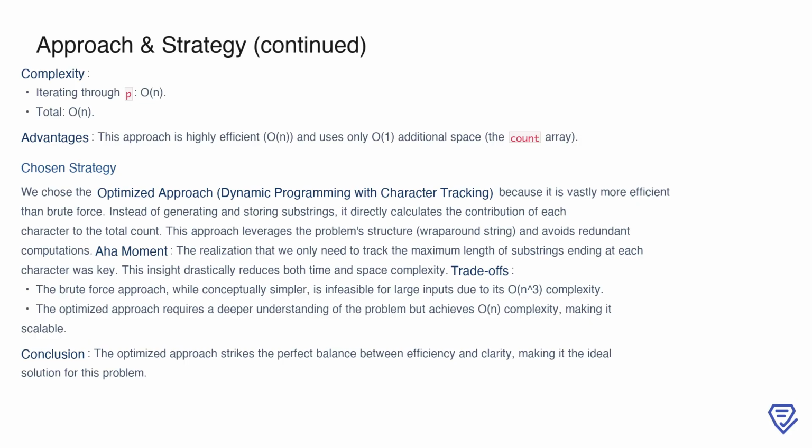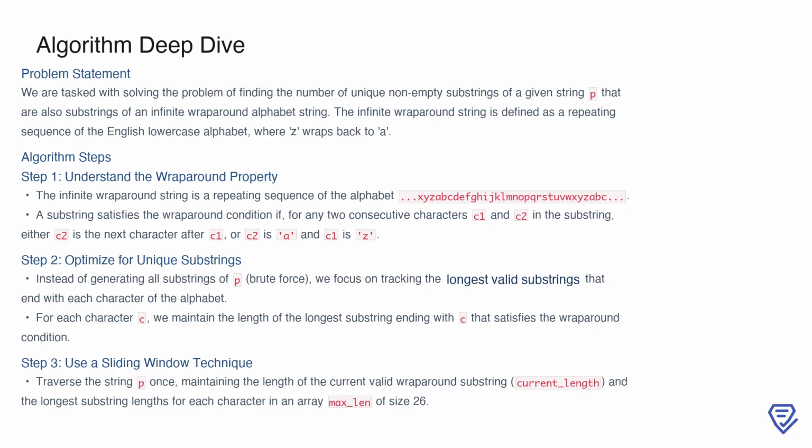The key insight here was recognizing that we only need to track the maximum length of substrings ending at each character, which eliminates redundant computations and simplifies the process. While the brute force approach may seem simpler conceptually, it becomes infeasible for larger inputs due to its cubic time complexity. The dynamic programming approach, on the other hand, requires a deeper understanding of the problem but achieves linear time complexity, making it the ideal solution. It strikes the perfect balance between efficiency and clarity, and this is what makes it the best strategy for this problem.